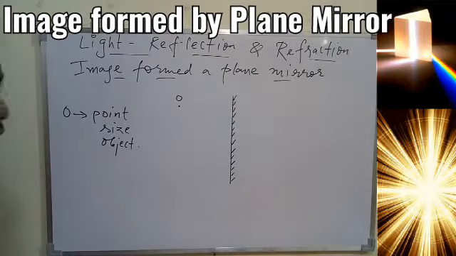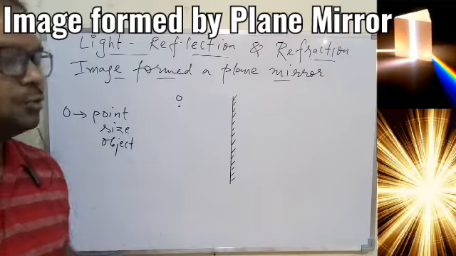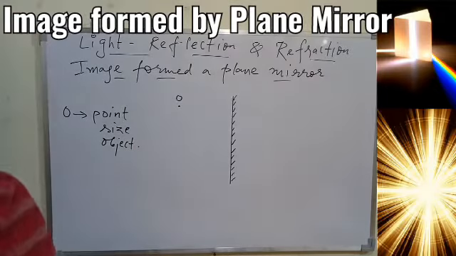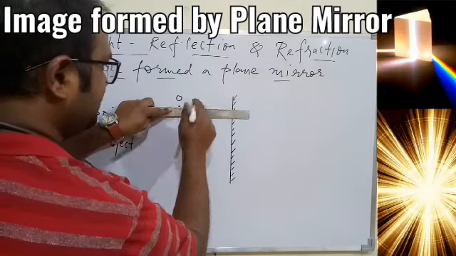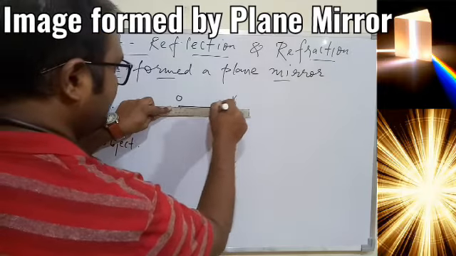So very first we'll try to find any two rays of light coming from this point, and this we can do with the help of the simple law of reflection we understood.